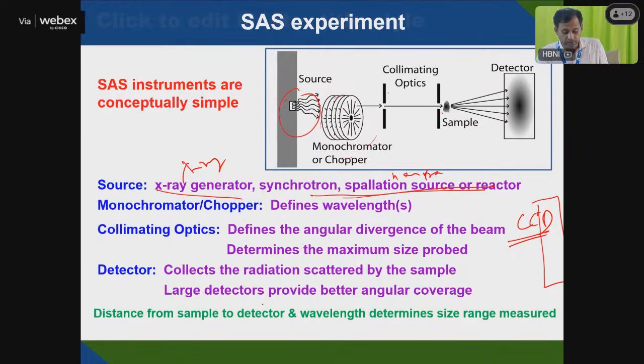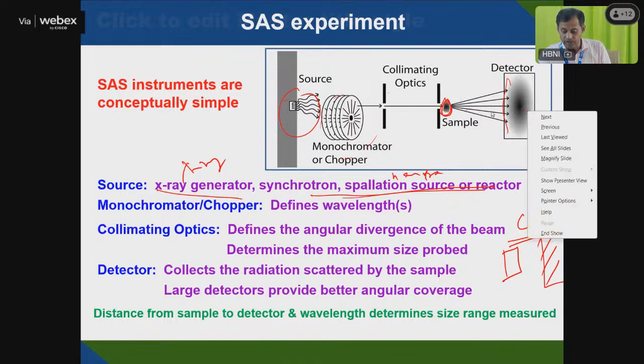And then a large detector provides better angular coverage. If you have a small detector and a large detector, once you have a large detector, from very low angle, all the information you can get. So the distance from the sample to the detector, this is the sample and the distance from the sample to the detector, and the wavelength of the irradiated beam will mainly determine the size of the particles or size of the material being measured.